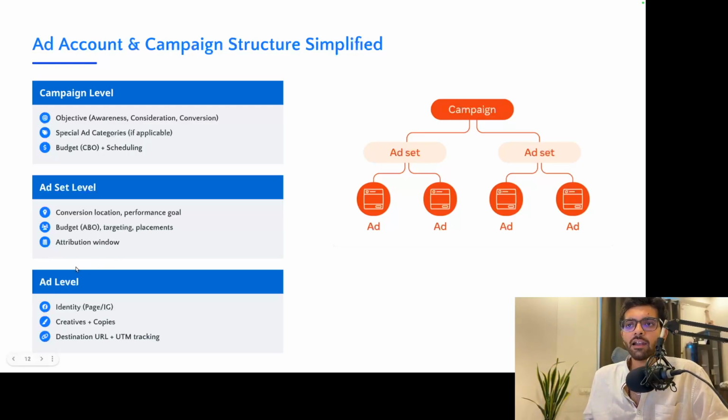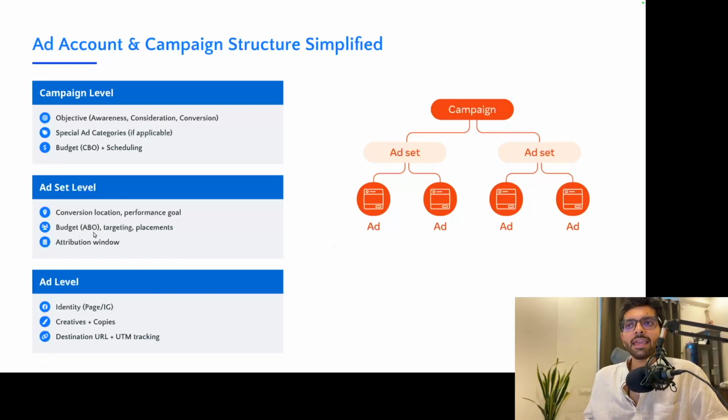And then at the ad level, you identify the page, which page, Facebook page, Instagram page will deliver this ad, what kind of ad copies and creative that you have developed will be placed over here, and destination URL, basically if there is a landing page or a form that will connect with UTM tracking. Again, UTM tracking is more for tracking. You can let me know and I'll make a video regarding that along with attribution window. But that's how the account and campaign structure is there.